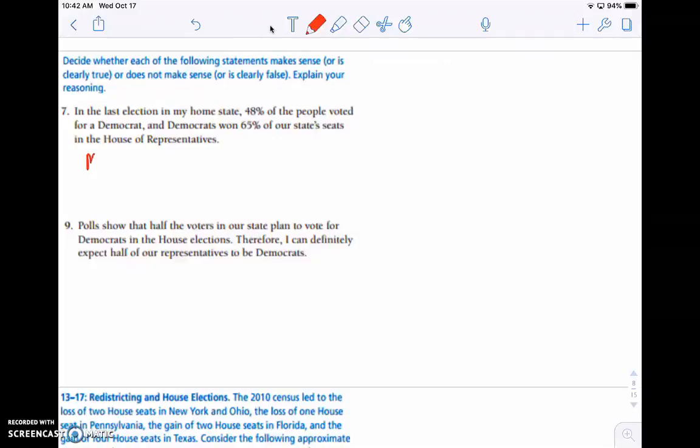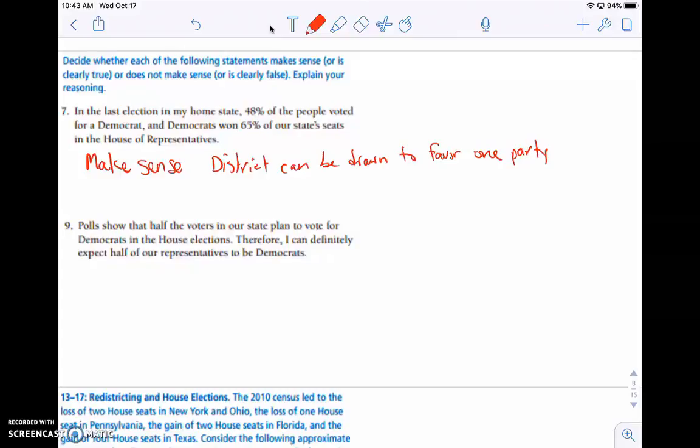When we looked at that map drawing for North Carolina, this is very possible. So this makes sense because districts can be drawn to favor one party or another. And again, I'll refer you back to that example of North Carolina that we looked at as far as how this could be possible.